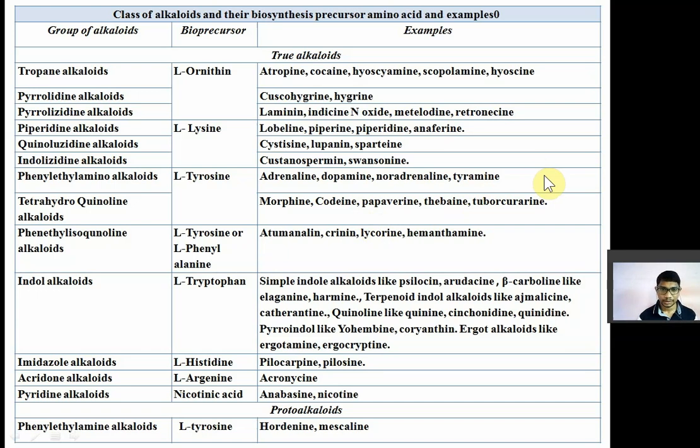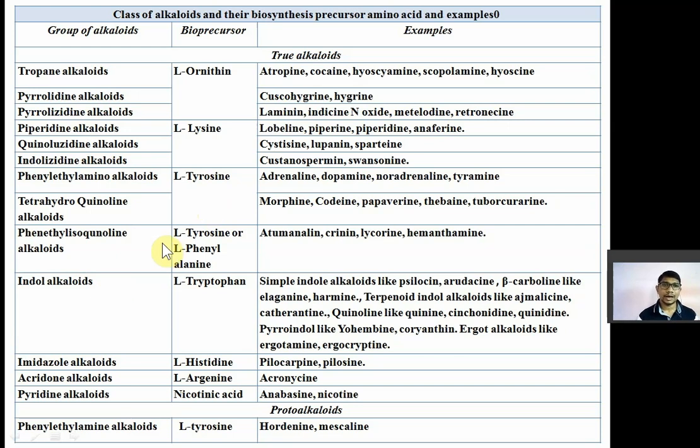They are neurotransmitters, and they are biosynthesized from L-tyrosine and phenylalanine. Both are the precursors for these biogenic amines. Then again, tetrahydroisoquinoline alkaloids, for example morphine, codeine, papaverine, thebaine, tuberculin. All these alkaloids are synthesized from the amino acid L-tyrosine.